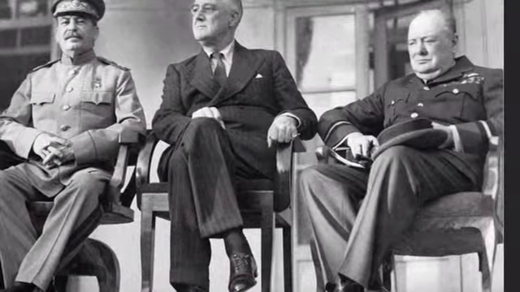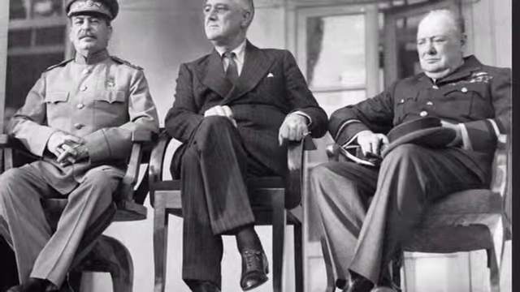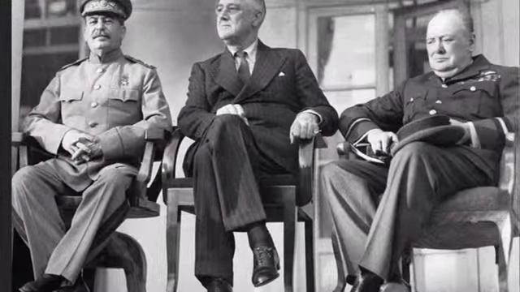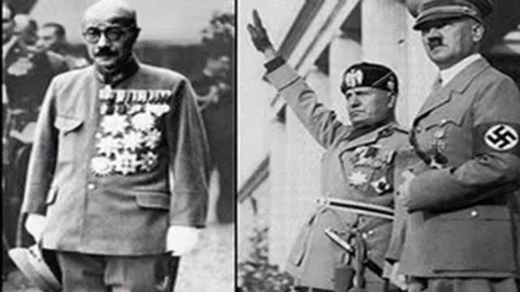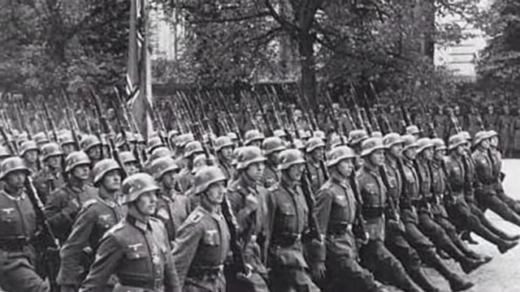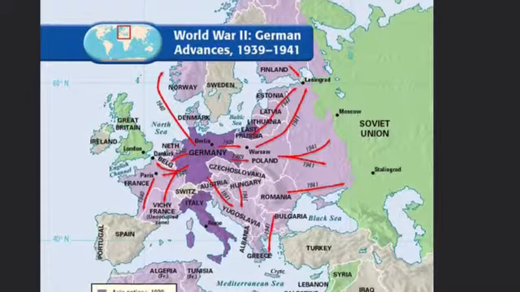Due to the invasion, Britain and France declared war on Germany. Sides quickly formed. The Big Four of the Allied powers would become Britain, the United States, the Soviet Union, and France. The Axis powers included Germany, Japan, and Italy. The British and French military forces could not stand against the power of the German military, so Hitler was able to continue with his quest to conquer Europe.